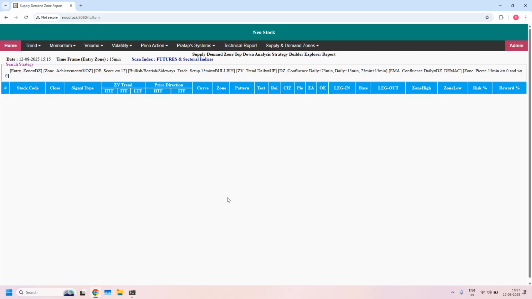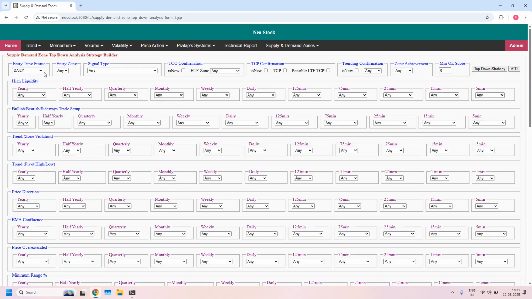Okay, this is the bullish trade setup for daily income trade. Next, the bearish trade setup for daily income trade. Entry time frame is daily. Entry time frame is 15 minutes. Entry zone is supply zone. And bullish or bearish at 15 minutes, I am selecting bearish.